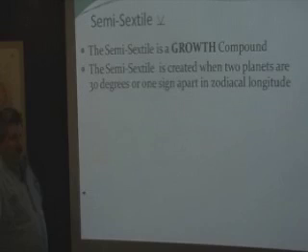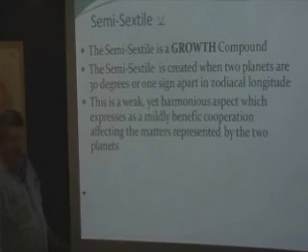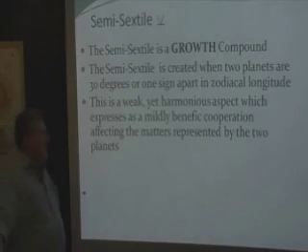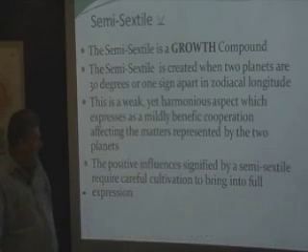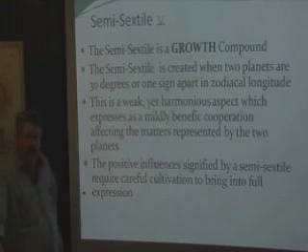The semi-sextile, this is half a sextile. This means any two planets that are 1 sign apart, 30 degrees in a chart. Weak, nevertheless, harmonious. And this is a mildly benefic cooperation that combines the matters represented by both planets. Because this is such a weak aspect, you really have to work it to get its benefits.